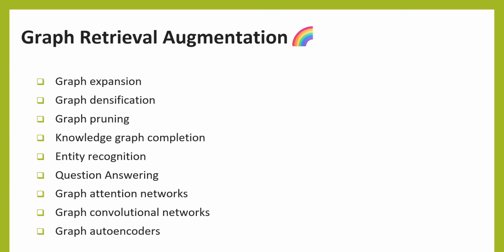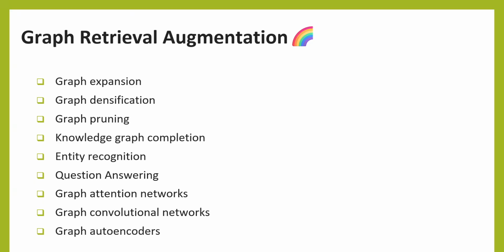Next comes the graph retrieval augmentation, which is a technique used to improve the performance of graph-based models such as knowledge graphs by augmenting the graph with additional information or edges. Here the goal is to enhance the graph's ability to represent relationships and entities, making it more effective for tasks such as question answering and entity disambiguation.